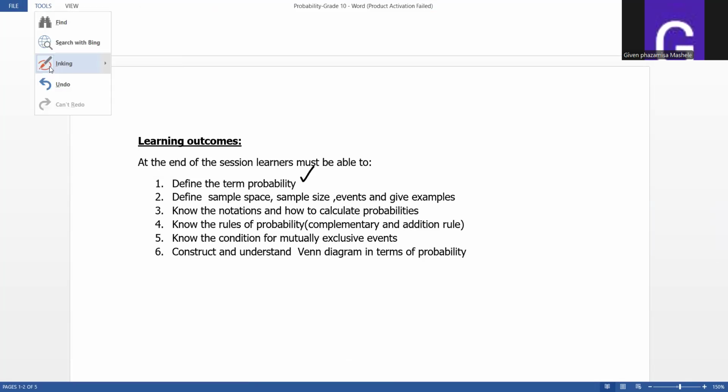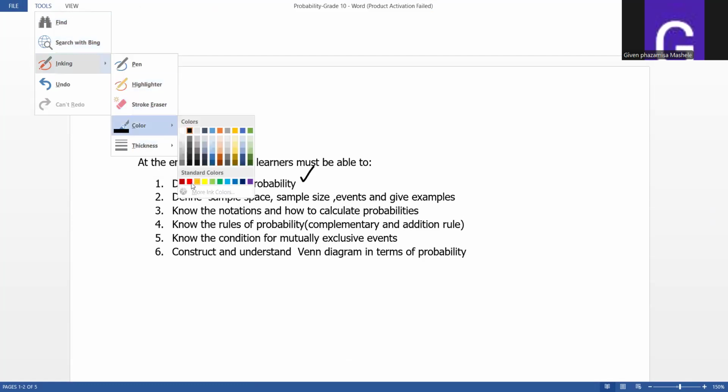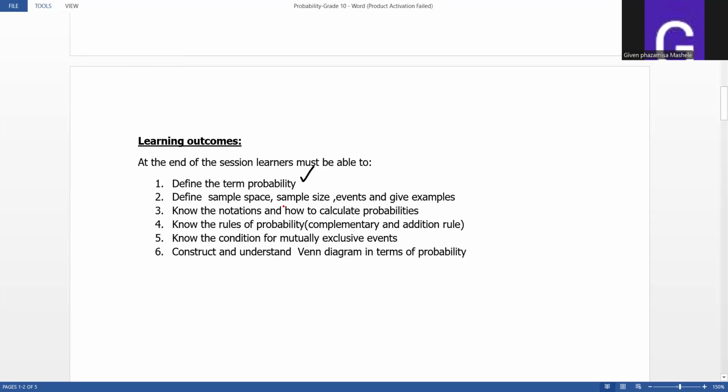You need to also familiarize yourself with definitions such as sample space, sample size, events, and also give examples of these terminologies. And you must also be able to know the notation and also how to calculate probabilities.